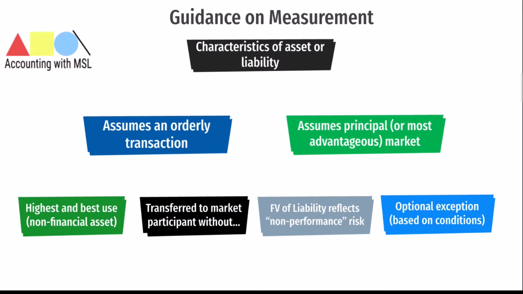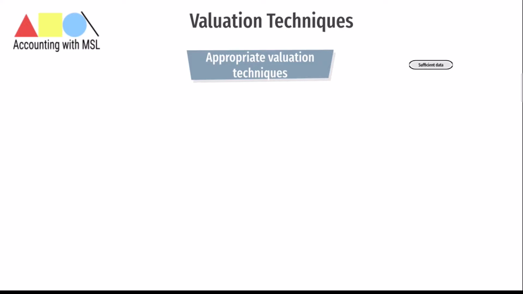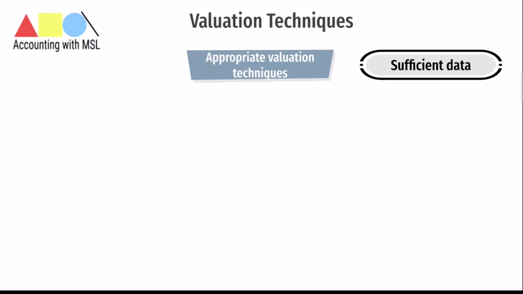IFRS 13 gives rules around additional disclosures that are required for some of these things. Let's look at valuation techniques provided for within IFRS 13 fair value measurement. The standard provides that an entity uses valuation techniques that are appropriate in the circumstances and for which sufficient data are available to measure fair value. At the same time, maximizing the use of relevant observable inputs and minimizing the use of unobservable inputs.